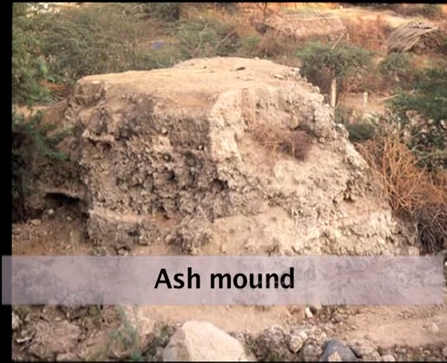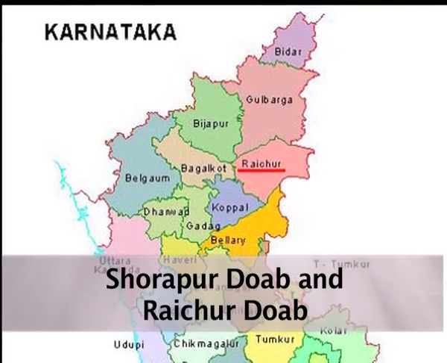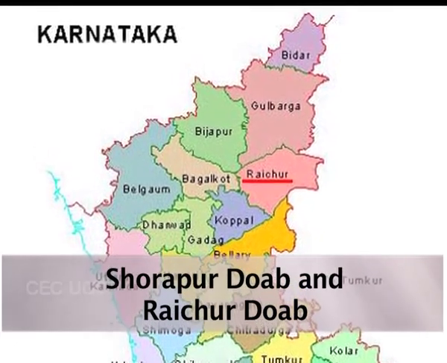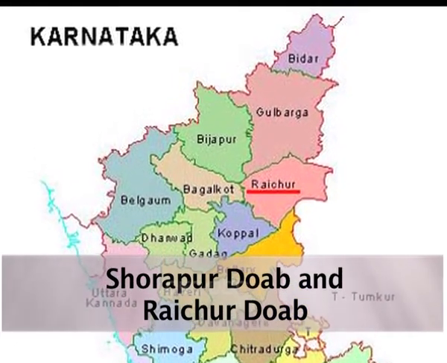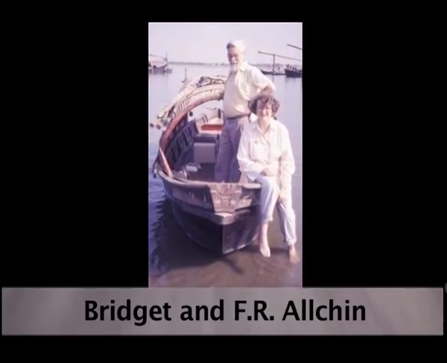Now, the southern Neolithic, very broadly, can be divided into two types of sites: sites with ash mounds and sites without ash mounds. The core region of the southern Neolithic culture is basically Shorapur Doab, Raichur, and some of these main regions. Now, Bridget Allchin and F.R.